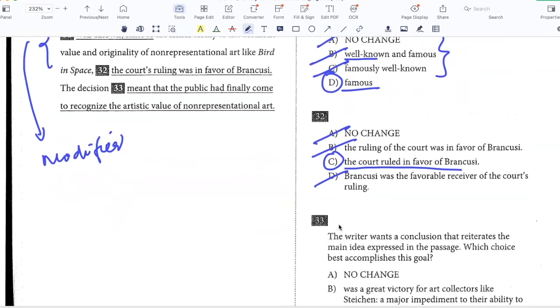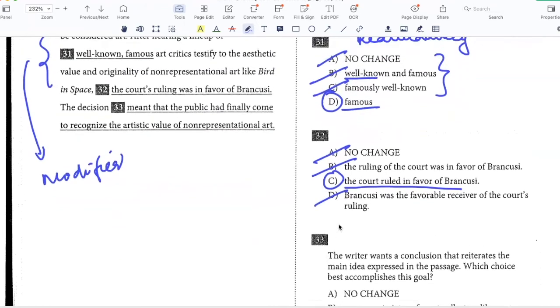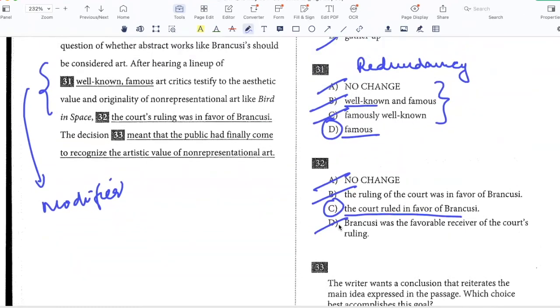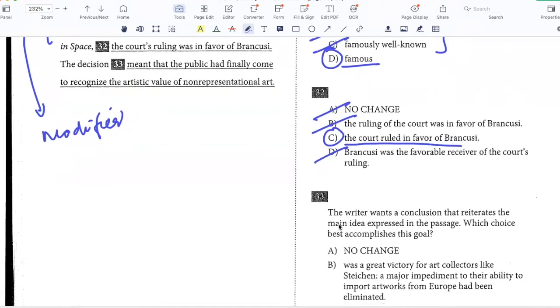The decision meant that the public had finally come to recognize the artistic value of non-representational art. The writer wants a conclusion that reiterates the main idea expressed in the passage. Which choice best accomplishes this goal? So I don't think it's the way it's written because this was a court ruling. So I don't think the public had come to recognize the artistic value. The main theme relates to how the US government was now forced to recognize the value of non-representational art. So I don't think it's A.